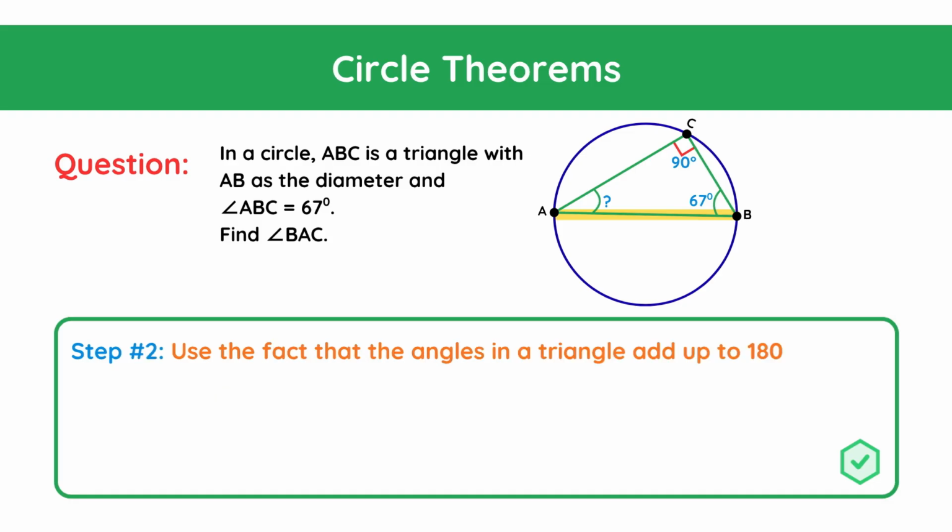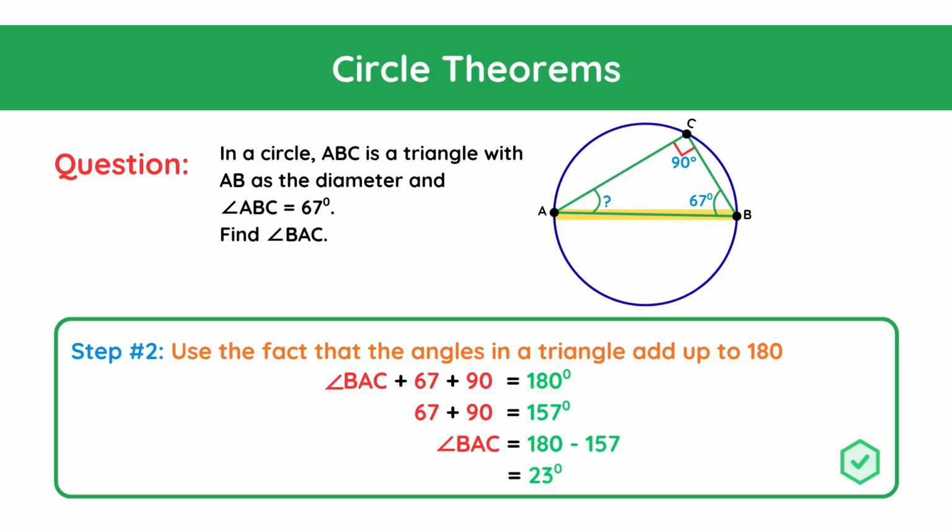Step 2 is to use the fact that the angles in a triangle add up to 180. So angle BAC plus 67 plus 90 equals 180. Add 67 and 90, that gives us 157. So angle BAC equals 180 minus 157, which is 23 degrees.